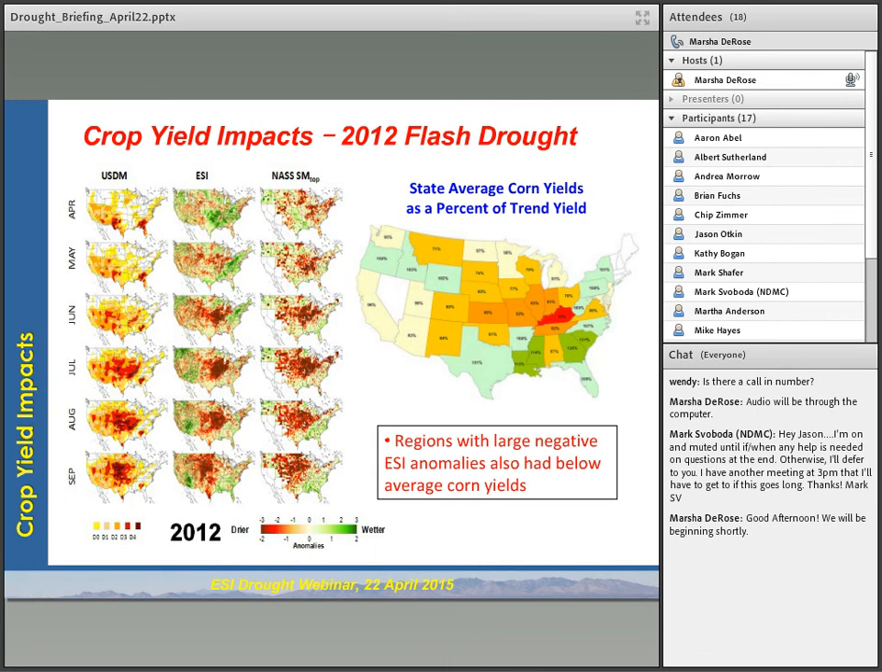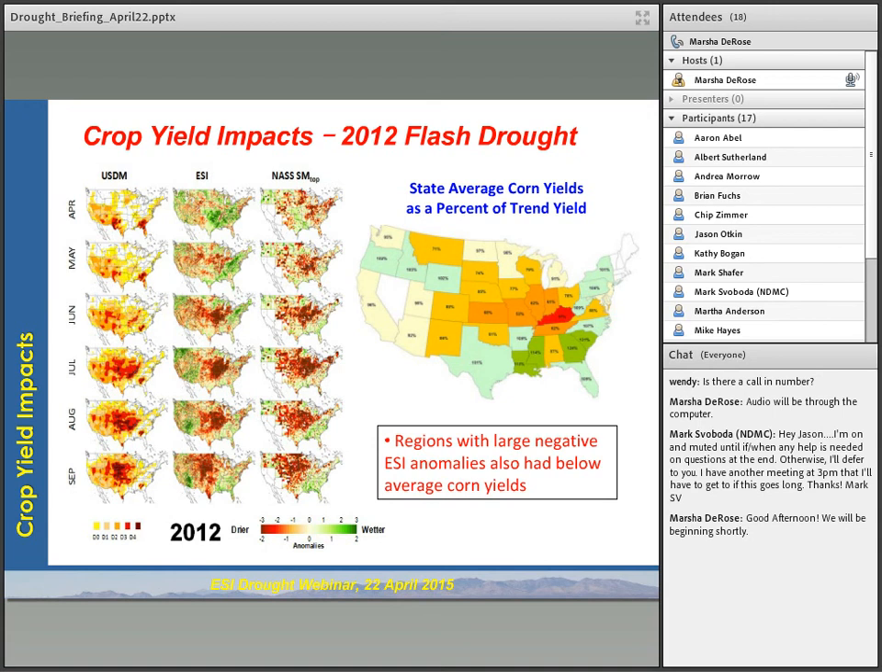Okay, the next thing I'm going to do is to show two examples that demonstrate the relationship between the ESI and corn yields across the United States. This slide shows conditions during the 2012 flash drought. Now, in this case, the first column shows the U.S. Drought Monitor, the middle column shows the ESI, and the third column shows topsoil moisture anomalies compiled by the U.S. Department of Agriculture. The image on the far right shows the percent reduction in state average corn yields during the 2012 growing season compared to the long-term trend.